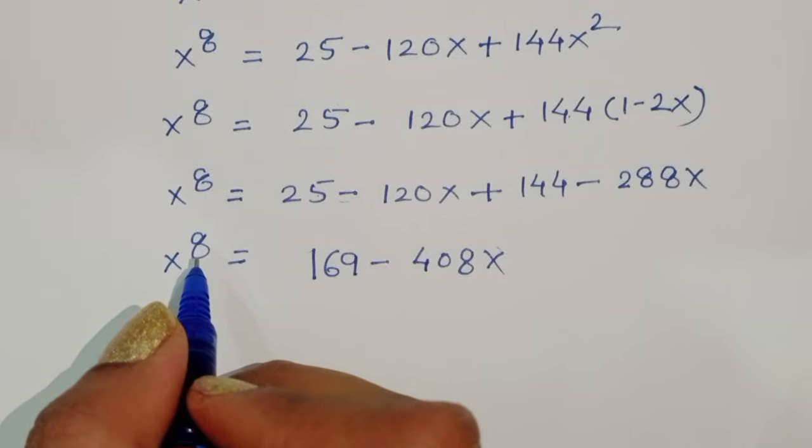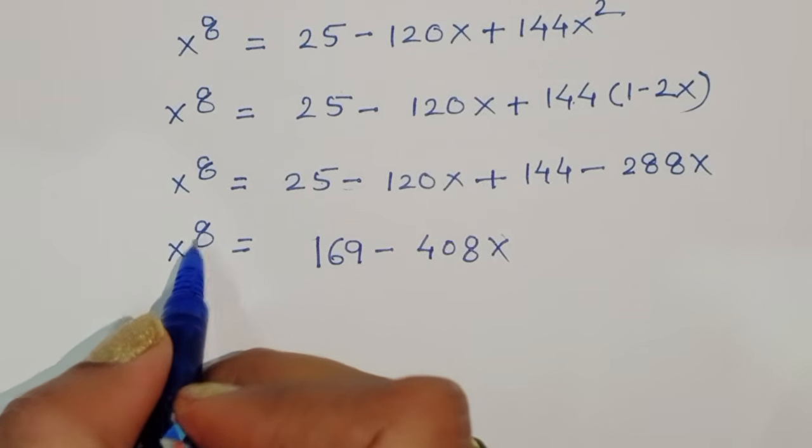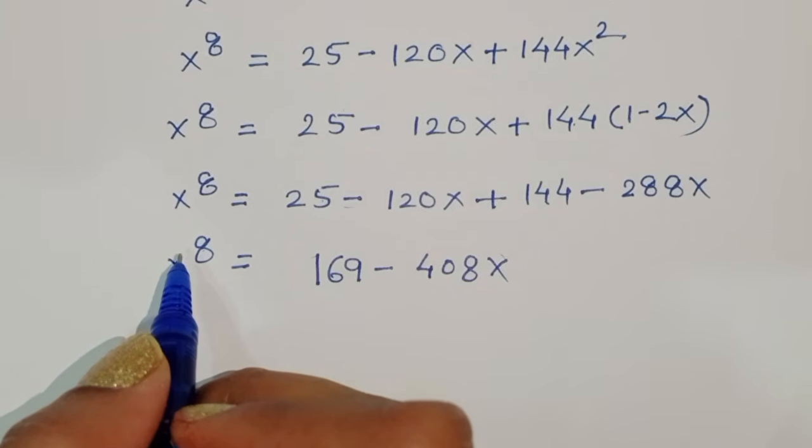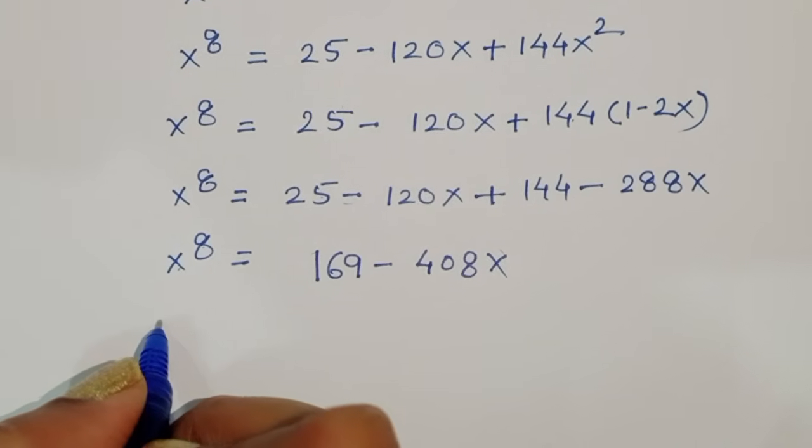Now we have to find the value of x power 10, and this is x power 8, so we can multiply by x power 2 and we will get x power 10.